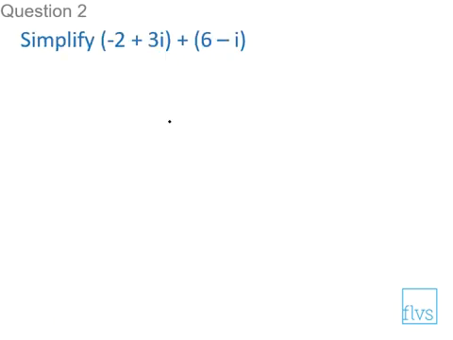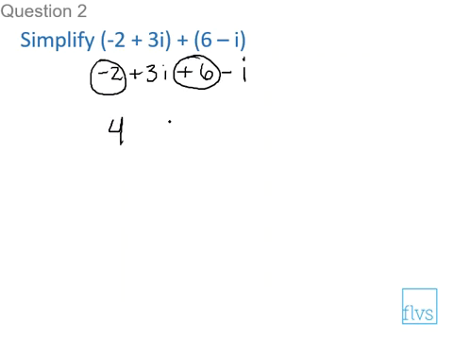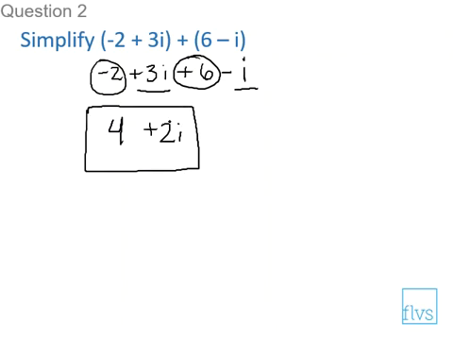Now for adding, again the same thing. Since it's an adding sign, we can just eliminate the parentheses. We're going to combine like terms, so the negative 2 and the 6 become 4, and the 3i and the negative i become 2i. So this simplifies to be 4 plus 2i.